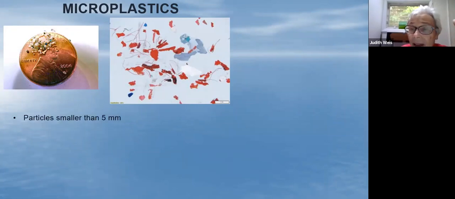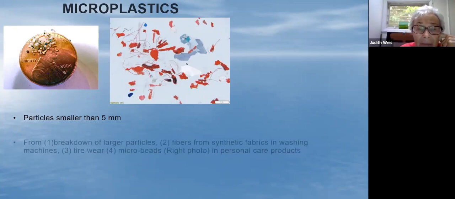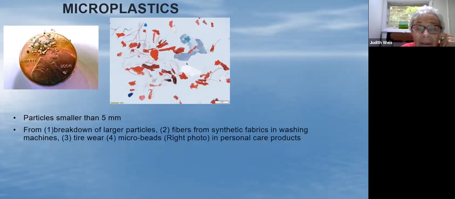They're defined as particles smaller than 5 millimeters and going all the way down to things that really cannot be seen without a pretty powerful microscope. And they come from different sources. They come from the breakdown of larger particles. They come from fibers from synthetic fabrics that come off in washing machines.